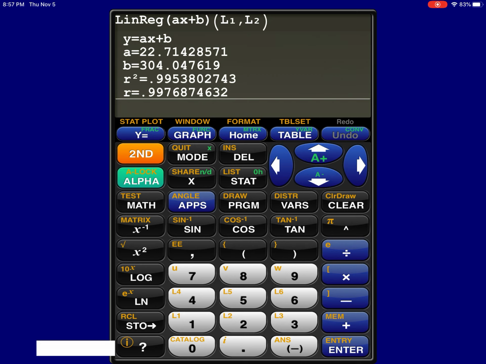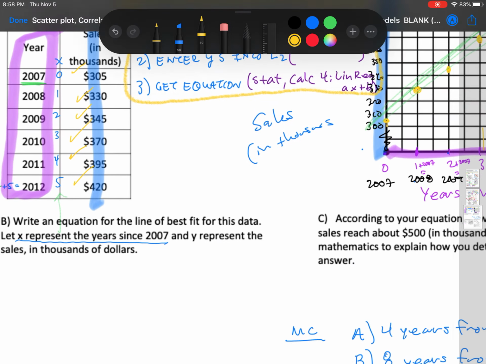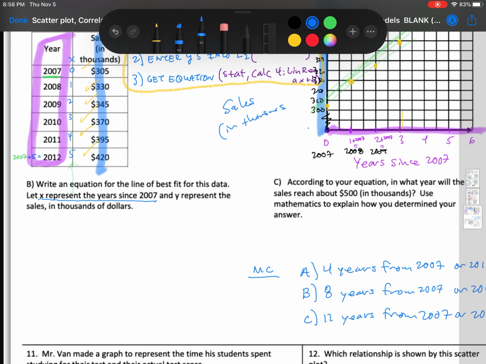And you can press enter. Okay, so there is my equation, and there's a regression, and we'll talk about the coefficient of determination later, but that's what we needed. Okay, so here's my equation.